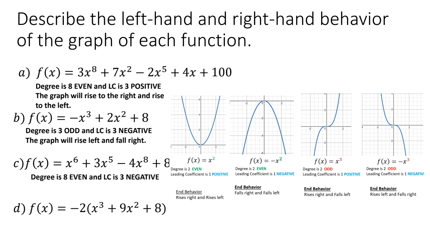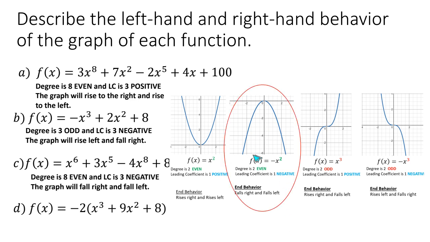Okay, let's look at the next one. So here my degree is, so I have a 6 here, but I need to check all of them. So I have 6, 5, and 8. So my degree is 8. And that's an even number. So that means it's gonna behave like these first two. Okay. And then in front of it is a -4. So since it's a -4, that means that the behavior is gonna be like my second graph. So my answer is the graph will fall right and it's gonna fall left.